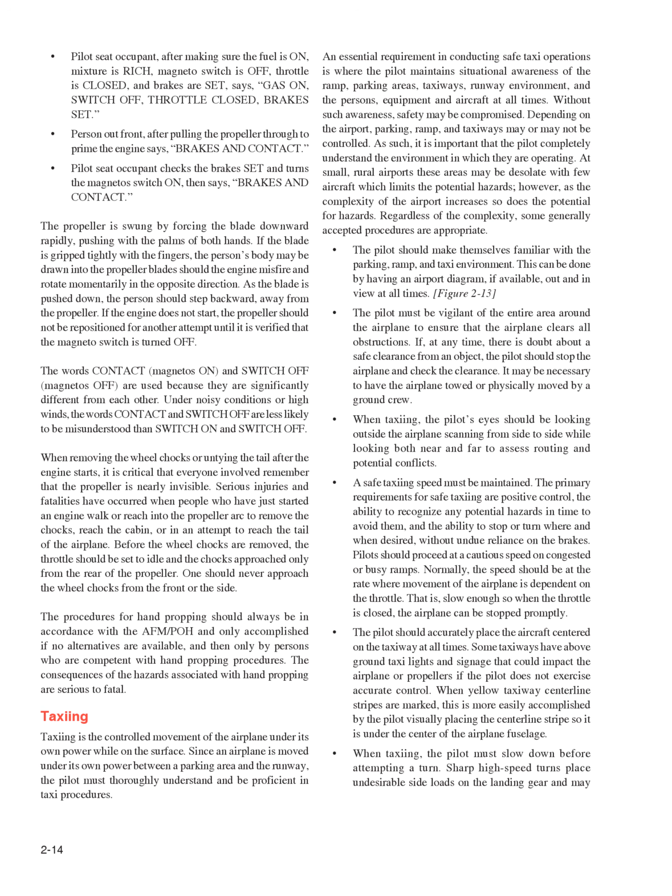Pilots should proceed at a cautious speed on congested or busy ramps. Normally, the speed should be at the rate where movement of the airplane is dependent on the throttle. That is, slow enough so when the throttle is closed, the airplane can be stopped promptly.